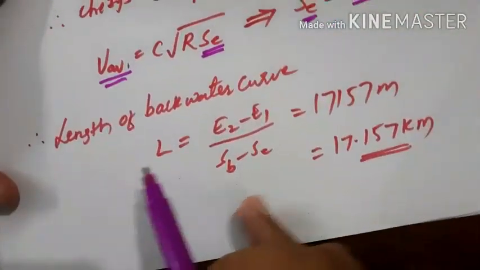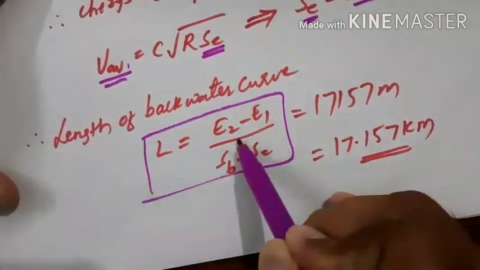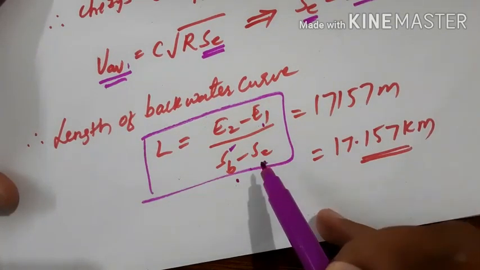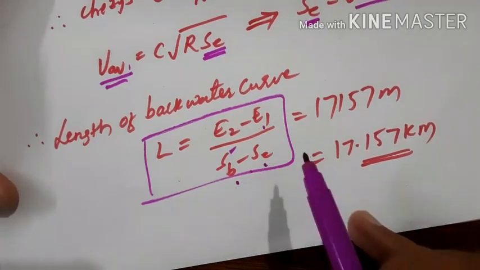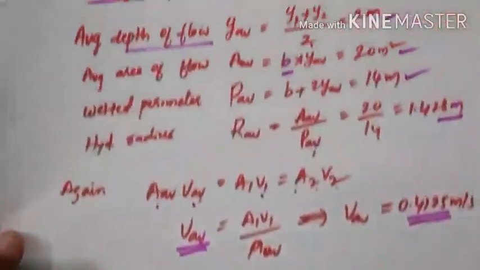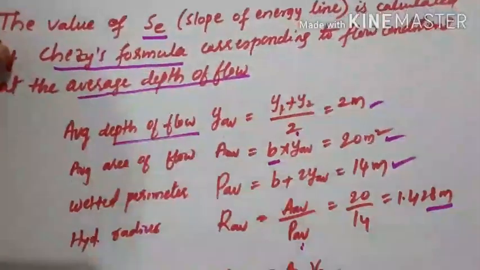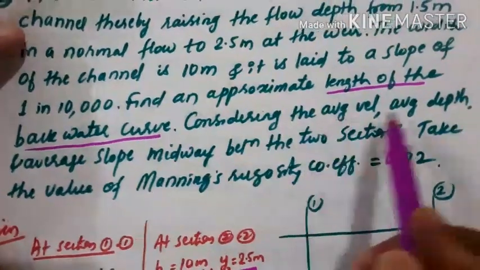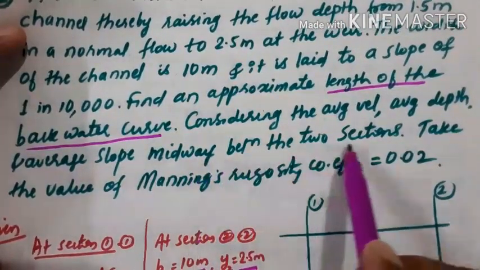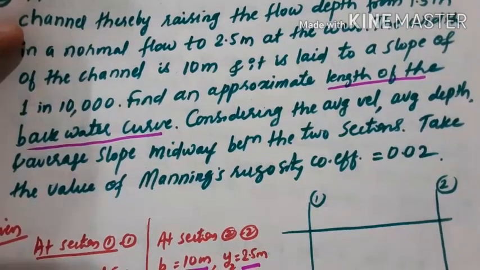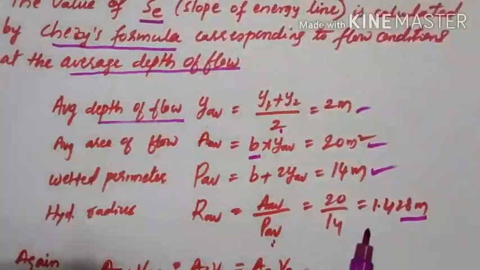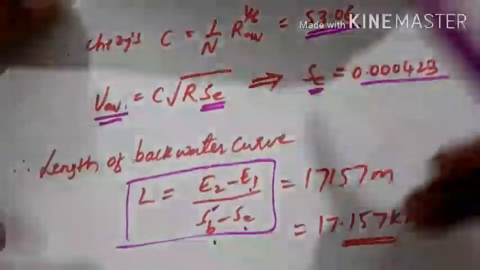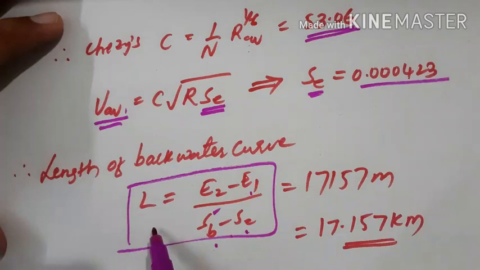Then the length of backwater curve, we know the formula. This is the formula we know, E2 minus E1 divided by S_B minus S_E. S_B is given. Then S_E you have calculated by considering the average values of depth, velocity and area. All average values you have taken. Because they have mentioned here, considering the average velocity, average depth and average slope midway between the two sections for calculation of slope of energy line. So that's why we have taken all average values, calculated, and then substituted in the equation of length of backwater curve.